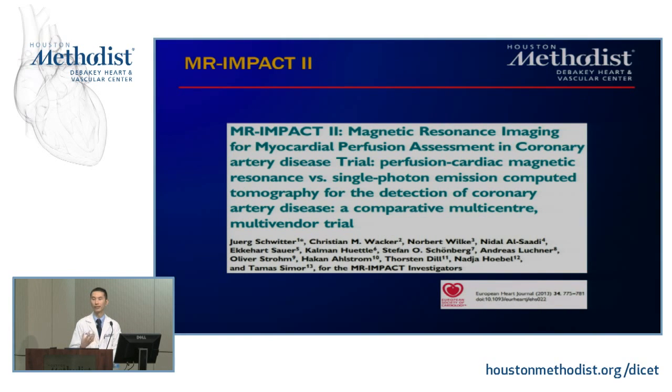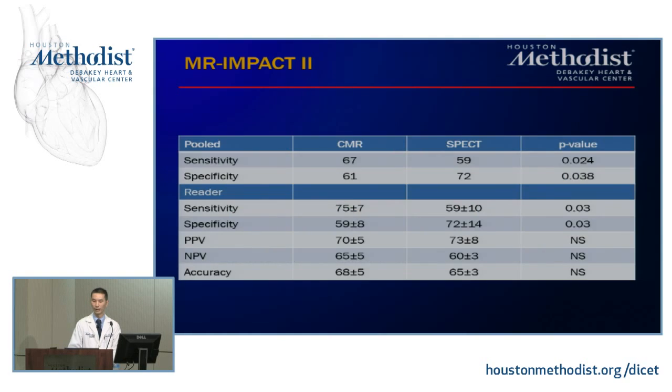Other studies have also established comparability between CMR and SPECT in terms of detecting coronary disease. The MR Impact study, for example, actually looked at CMR versus SPECT head-to-head. And what did they find? They found that CMR and SPECT were roughly comparable in terms of sensitivity and specificity, with maybe a little advantage to CMR when the results were pooled. When looking at differences between readers, they found that it improved to some degree as well.